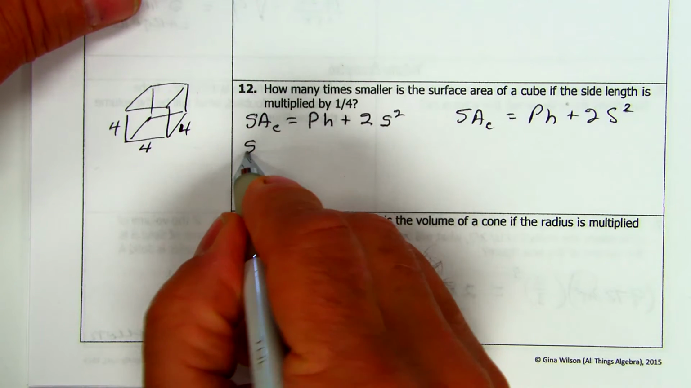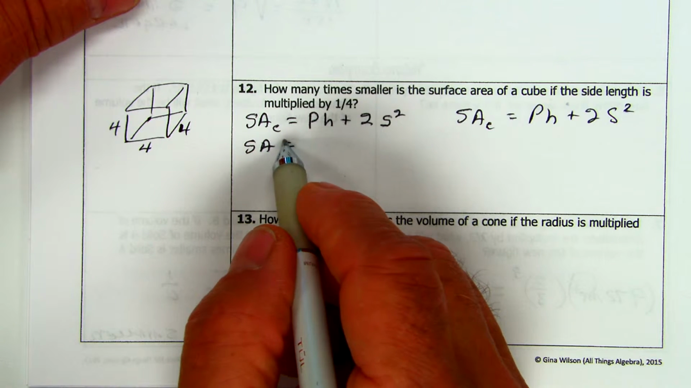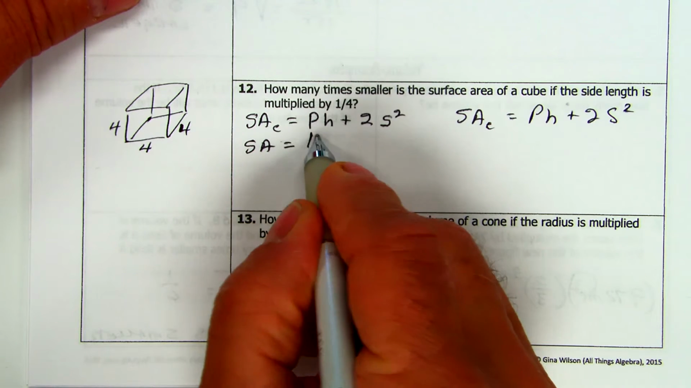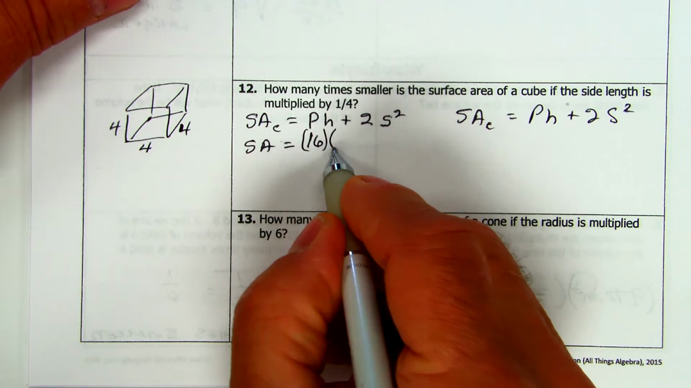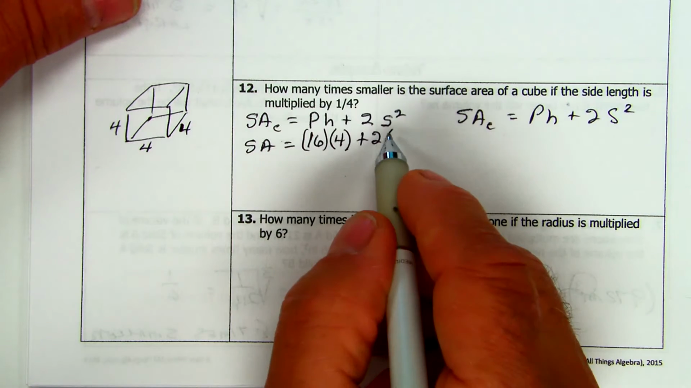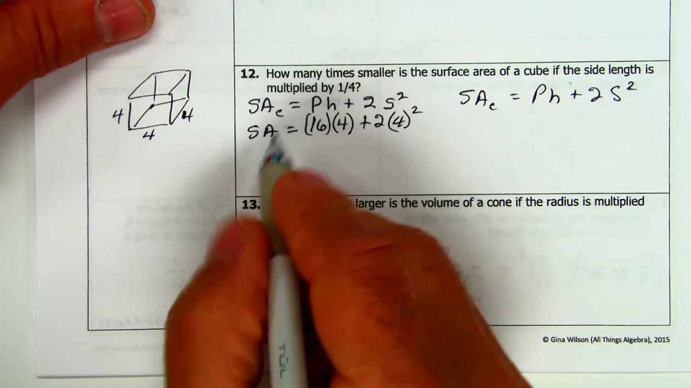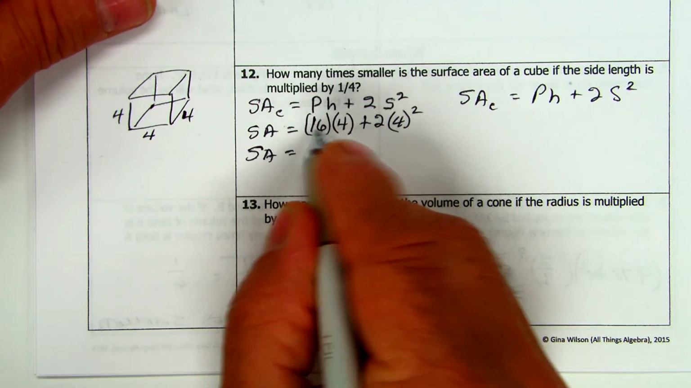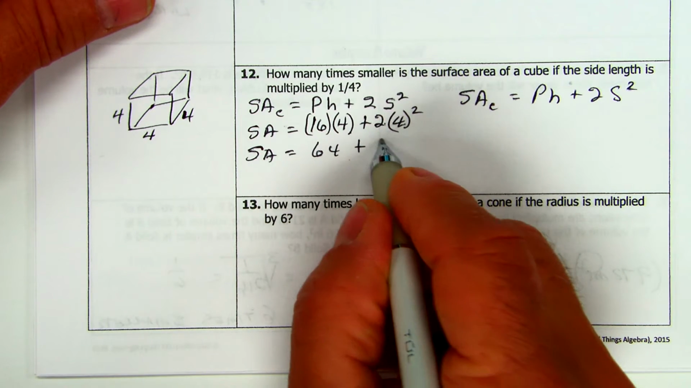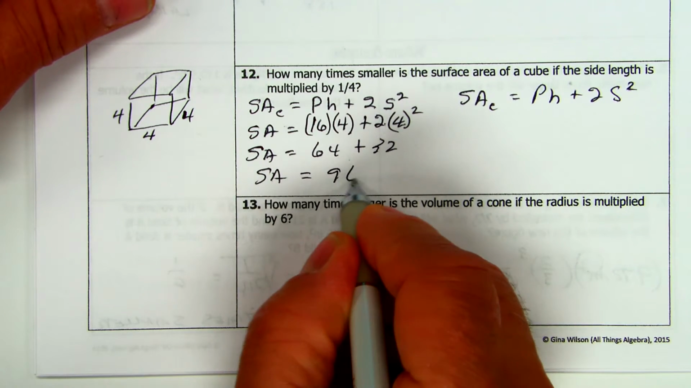So here I've got the surface area is equal to, now what's the perimeter of my cube? 16. Good job, good choice. 16. The height is 4 plus 2 times, now the side is 4 squared, right? Okay, so here we have the surface area is equal to 4 times 16 is 64 plus 4 squared is 16 times 2, 32. So the surface area here is 96.